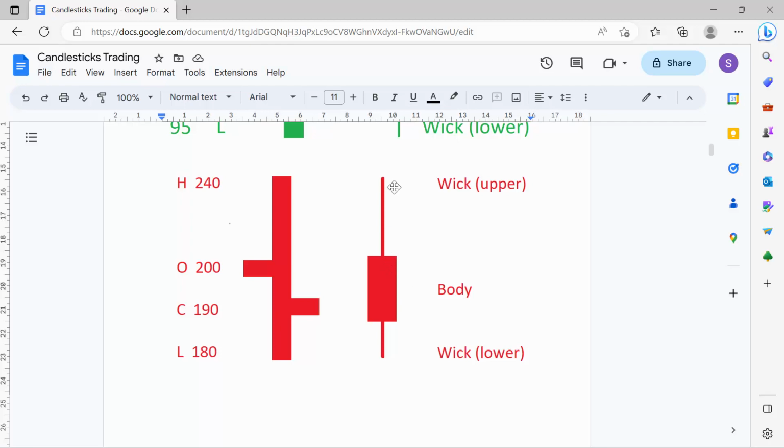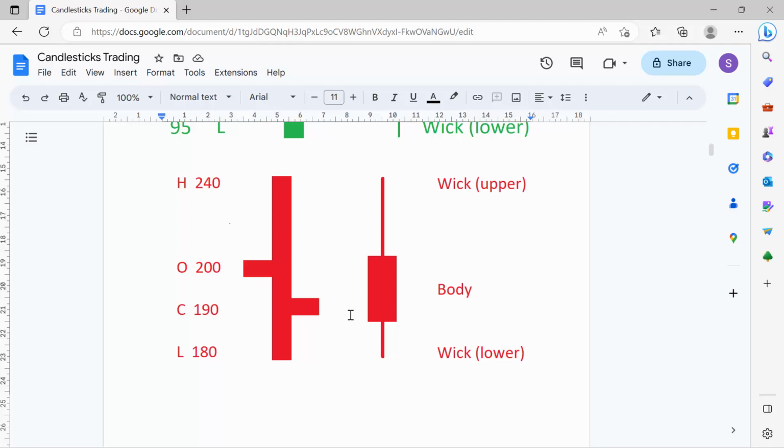Now the upper wick denotes the difference between open and high, and the bottom wick represents the difference between close and the low. So you can see the bottom wick length is 10 points and the upper wick length is 40 points. Now why is the candlestick more powerful?